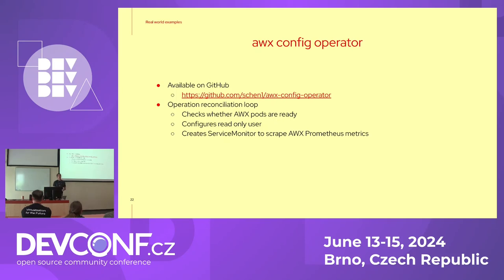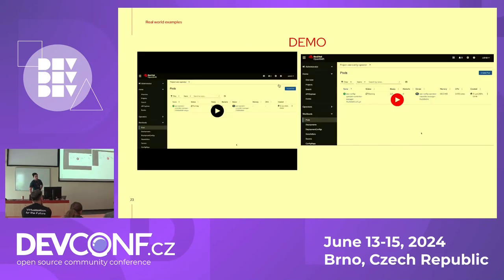This auditor user will be useful for scraping the AWX metrics. And then it will also create a secret and a service monitor in OpenShift to be able to do that. So here's the demo, with multiple ports. Let's see if the connection is working.